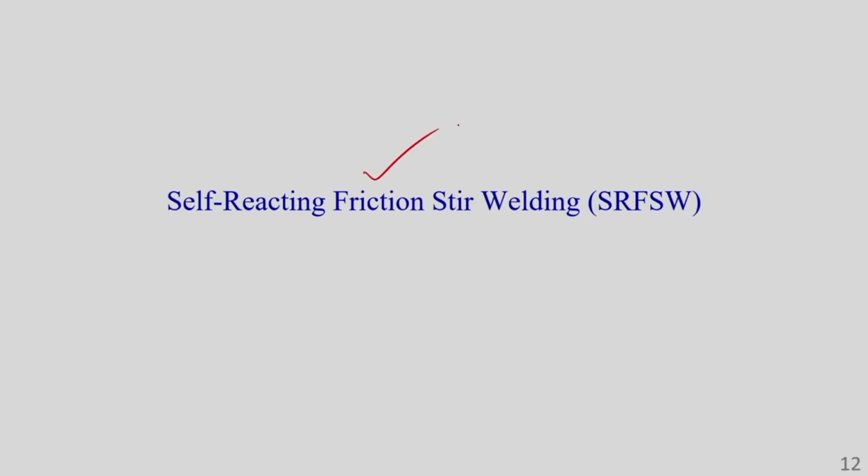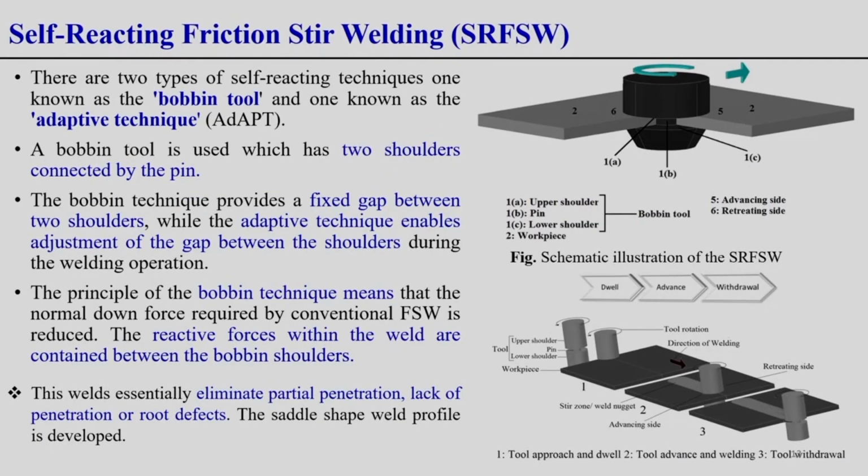Now we will discuss different variants of the friction stir welding process. One of the categories is called the self-reacting friction stir welding process. What is the self-reacting friction stir welding process? I will discuss that in detail in a subsequent slide. So you see, this is the self-reacting friction stir welding process. This process can have two different categories. One is the bobbin tool type of self-reacting friction stir welding process, and another is called the adaptive technique friction stir welding process.